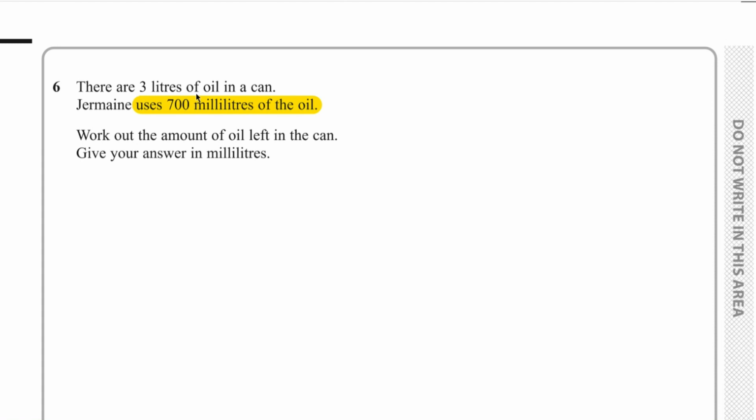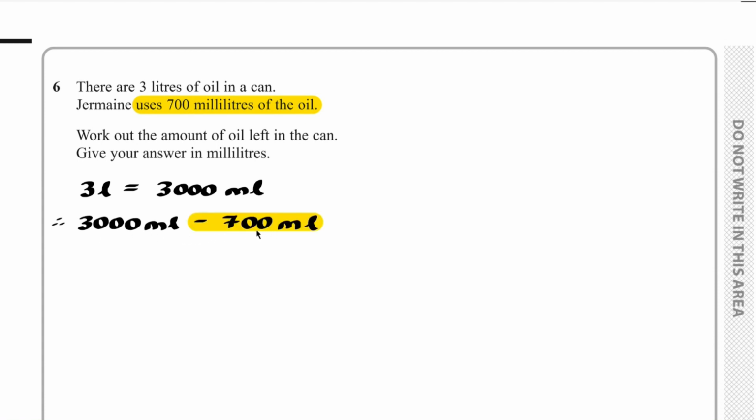We have 3 litres of oil in a can, so the first thing we need to do is make the units consistent. Let's convert everything to millilitres. Knowing that 1 litre is equivalent to 1000 millilitres, 3 litres is therefore equal to 3000 millilitres. Hence, the amount of oil left will be given by 3000 millilitres subtract 700 millilitres, which is 2300 millilitres.